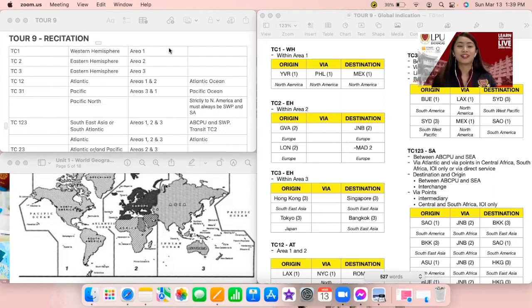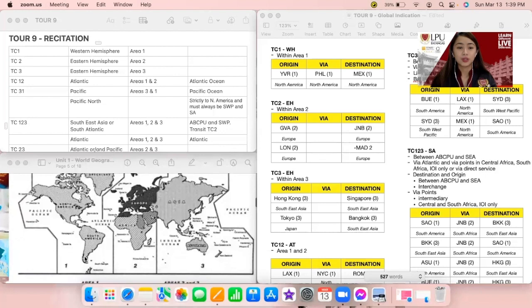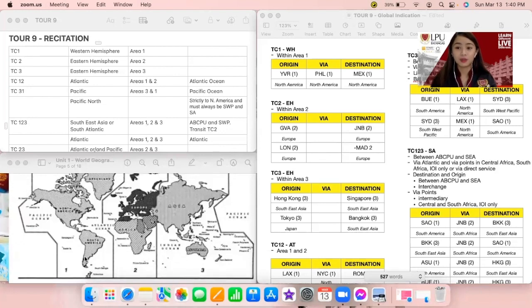For traffic conference 1 or Area 1, Western Hemisphere, in this map, Area 1 comprises what is called the Western Hemisphere. So all countries within Area 1 are included in TC1, either origin or destination, as displayed on this right side screen as my example and what you provided us as an example.